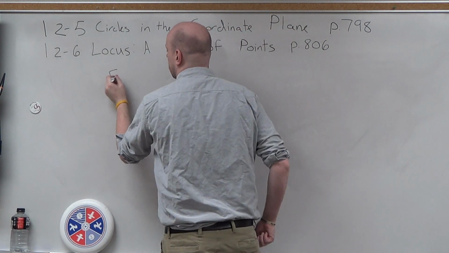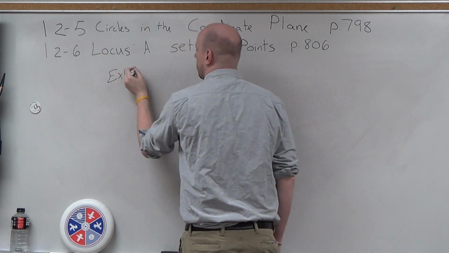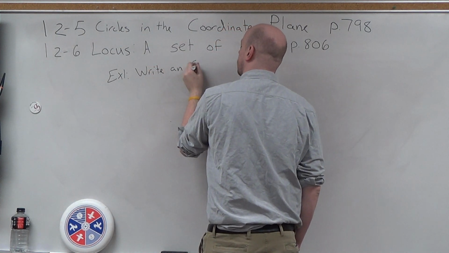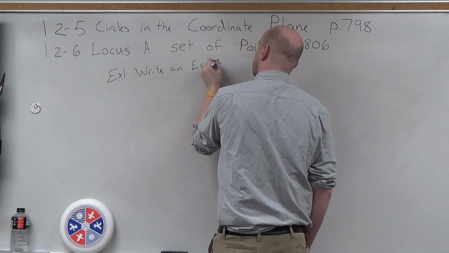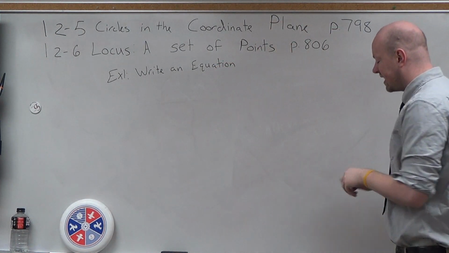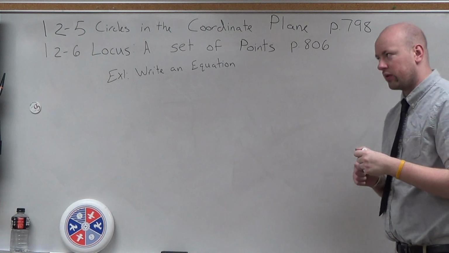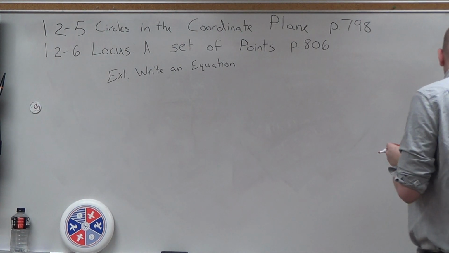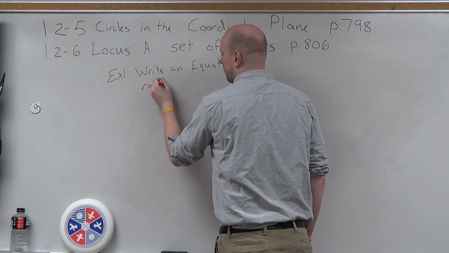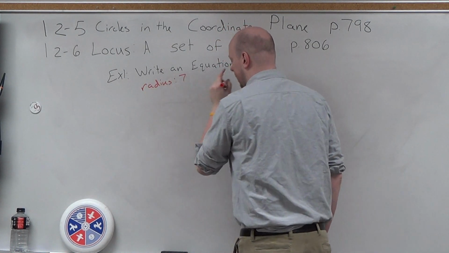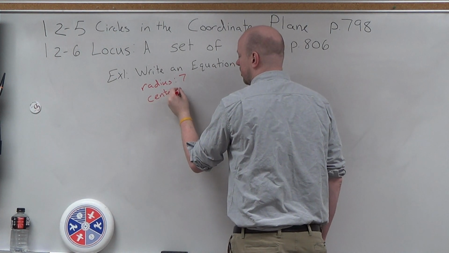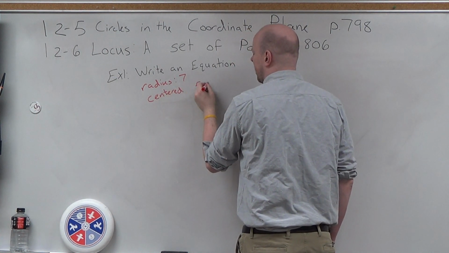Example 1, write an equation. Okay, so sometimes you're going to be given the information about the circle. For example, let's say the radius is 7, and its center is at 5, -2.